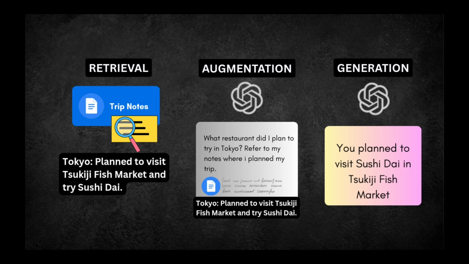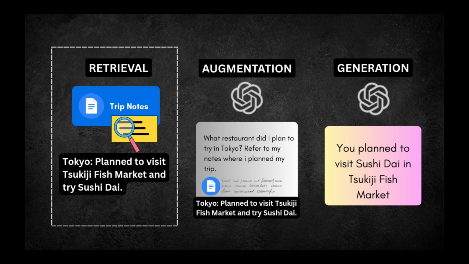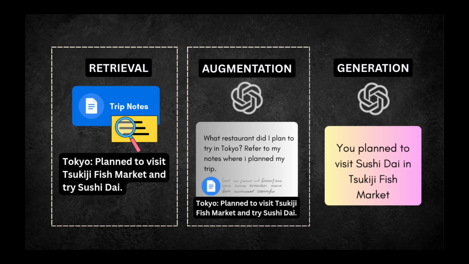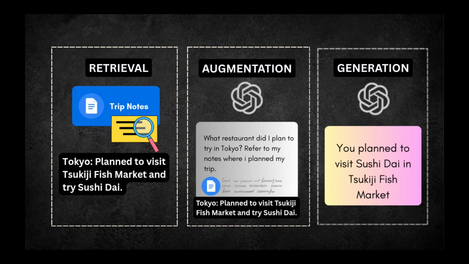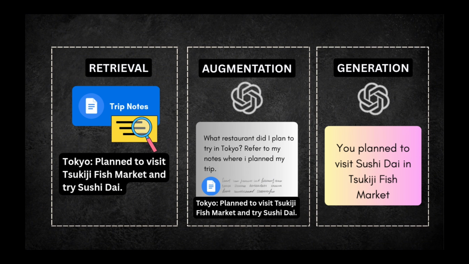The process where it searches through your notes to find the most relevant pieces of text, that is retrieval. Next comes augmentation, the part where it takes your original question, that is, what restaurant did I plan to try in Tokyo, and augments it by attaching the retrieved note as extra context. Now that GPT has the right context, it creates the final response with no hallucination and no more guessing. Just an accurate, grounded answer because it is based on your own data. This part is called generation.